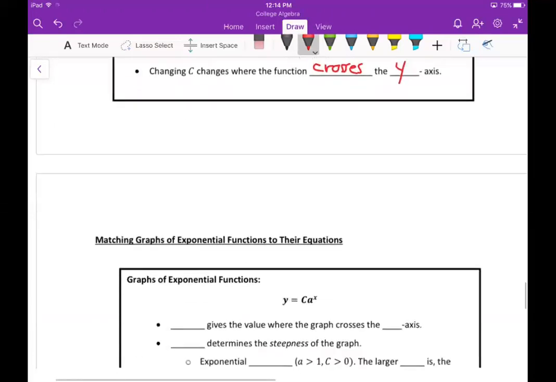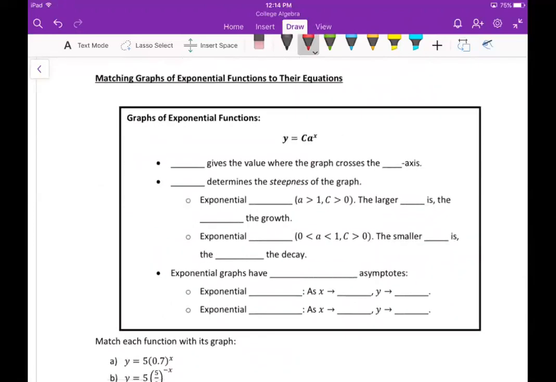Okay, so let's put that all together. So we have an exponential function. C gives where the line crosses the y-axis. A determines the growth or the steepness of the graph. For exponential growth, we have that the larger A is, the faster the growth. If we have decay, we have that the smaller A is, the faster the decay.